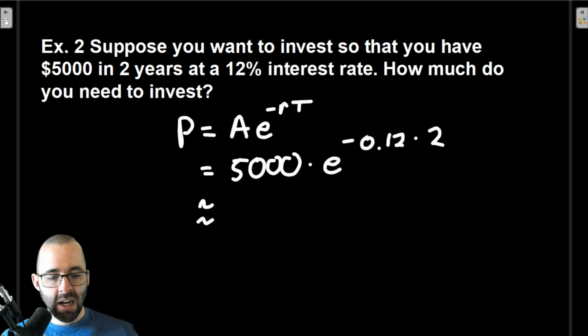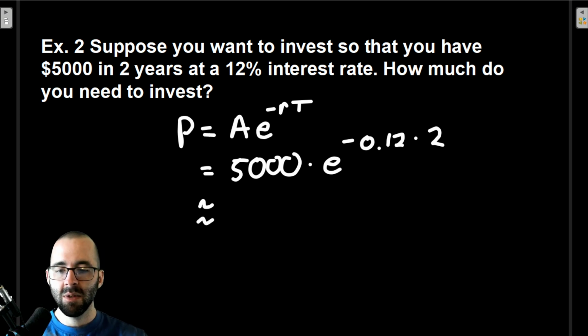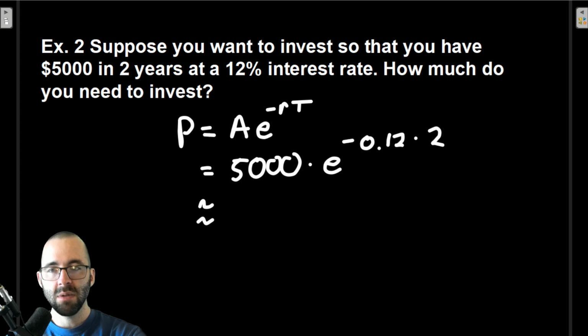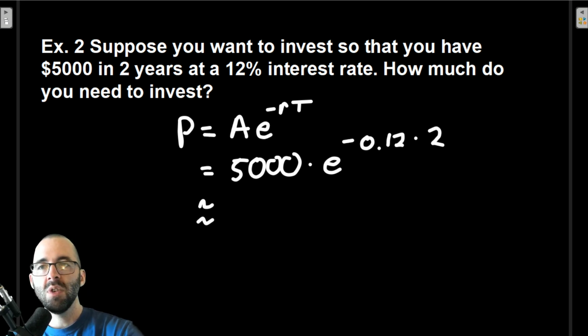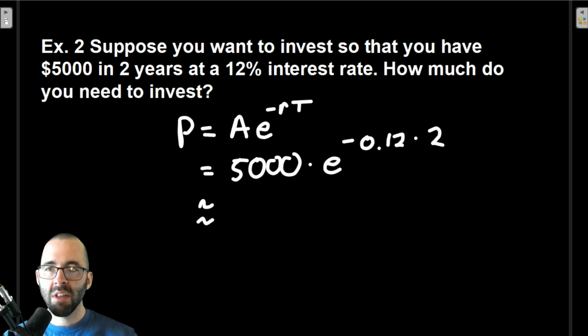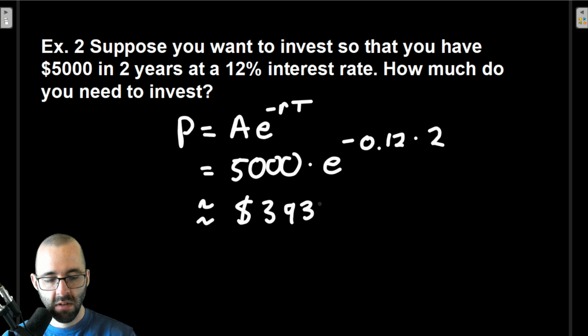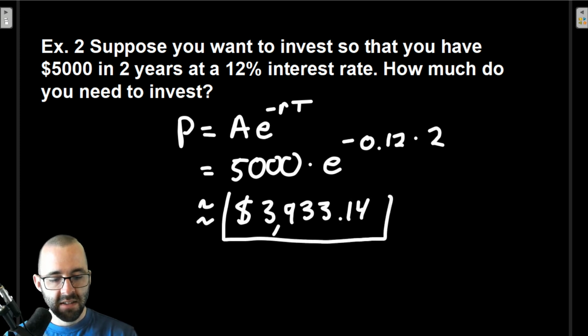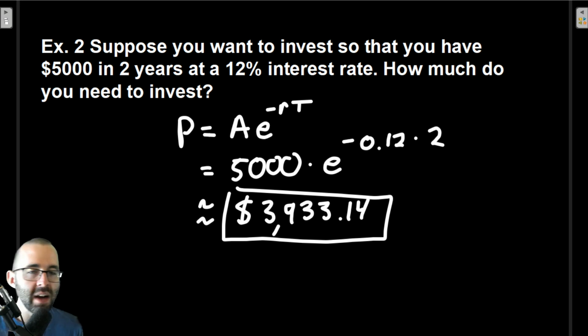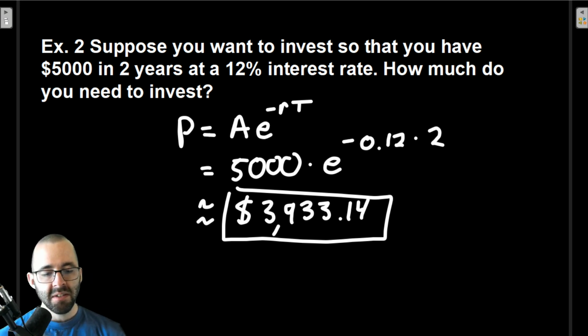And if we plug it in, we get an answer. Type it into our calculator: 5,000 times e raised to negative 0.12 times 2. And you're going to get 3933.14. So if we invest this amount of money right now, then in 2 years, we'll have $5,000.